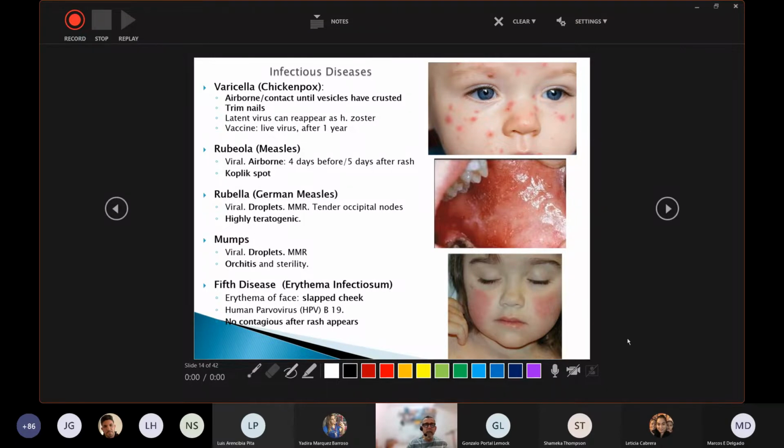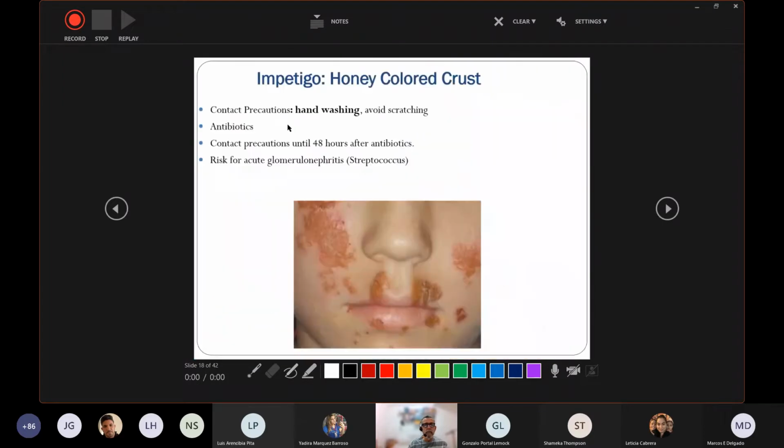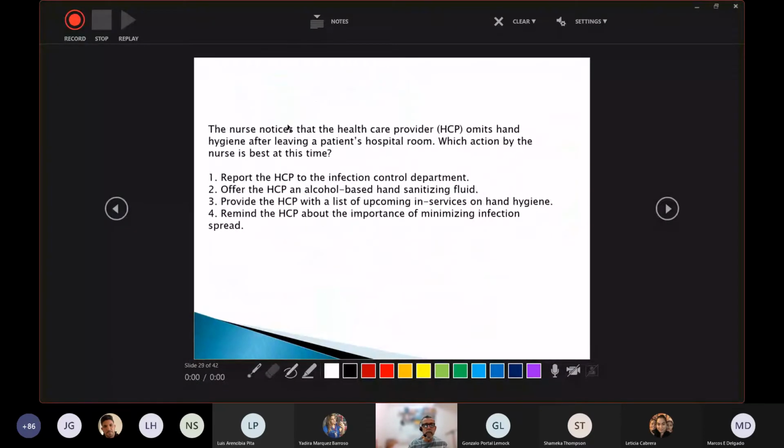The varicella, chickenpox, the problem that you have is recognizing the disease in the picture. In NCLEX, they give you pictures of children with chickenpox. So I think I have some questions here.